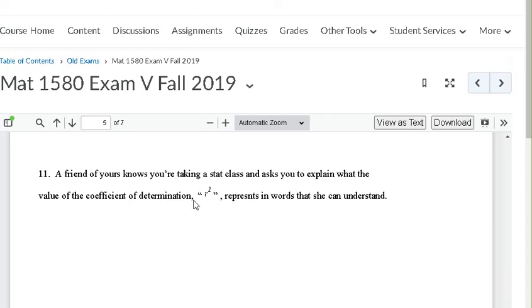And what is the coefficient of determination, that is R squared, represented in words that a friend of yours can understand? All right. The coefficient of determination talks about the percentage of variation in Y that can be explained by knowing the value of X. So basically, it's a way to judge how good your regression equation is doing.